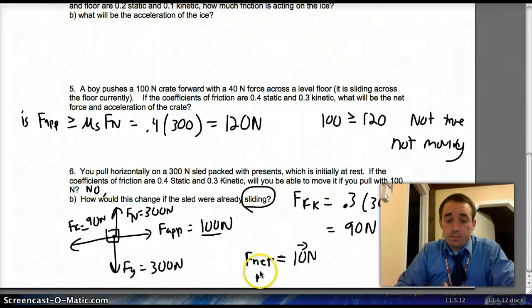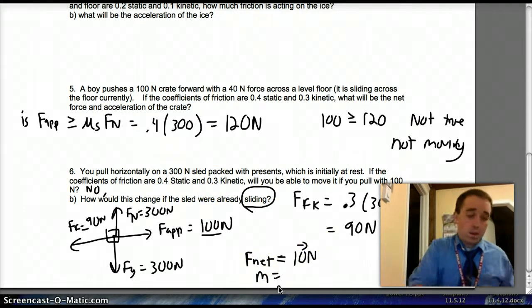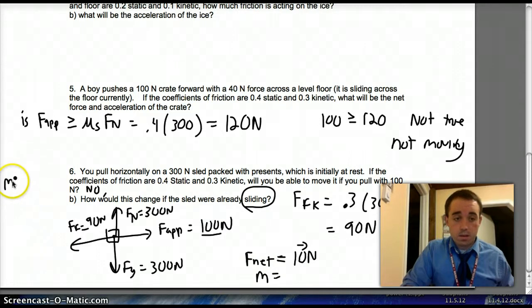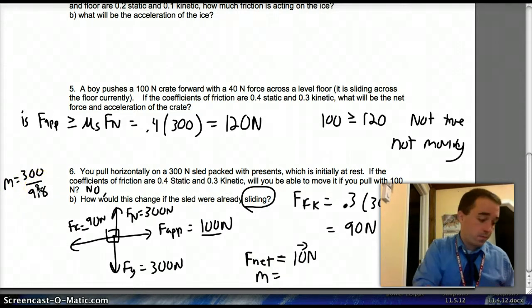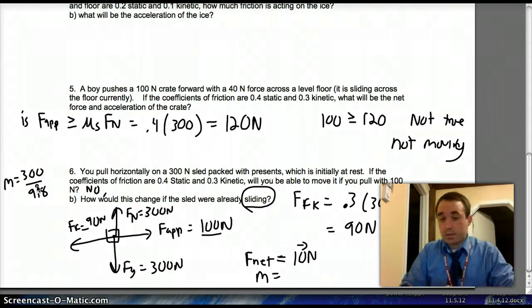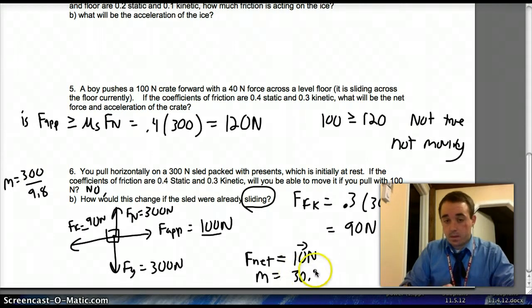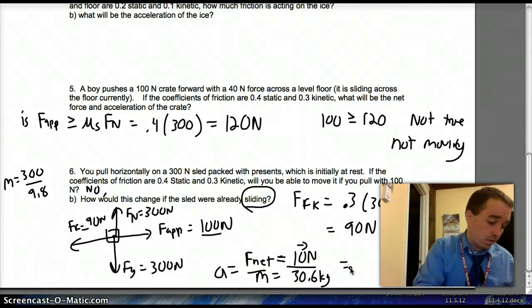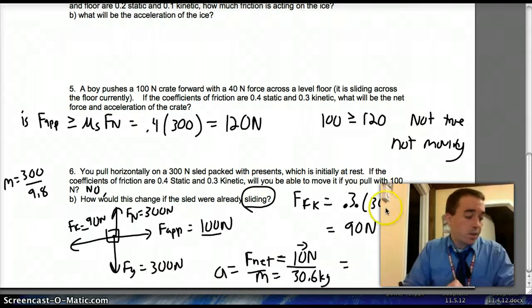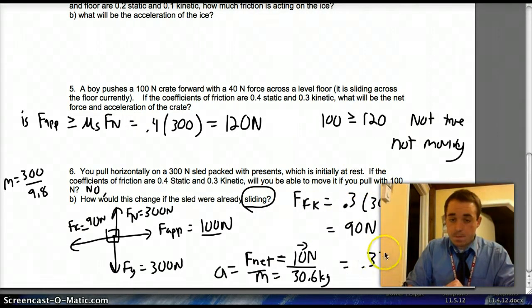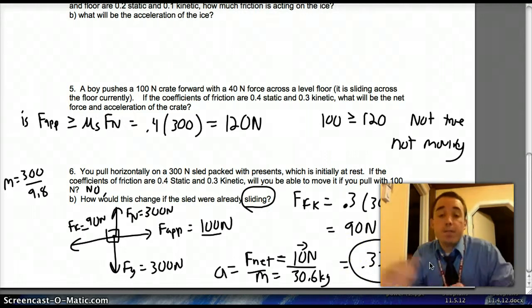And I can figure out the mass. My mass is going to be 300, let's write that over here. Mass is the weight, 300 over 9.8, which is 30.6 kilograms. My acceleration, which is net force over mass, 10 over 30.6, gives me an acceleration of 0.33 meters per second squared. So I'm actually speeding up to the right at 0.33 if this sled were already sliding.